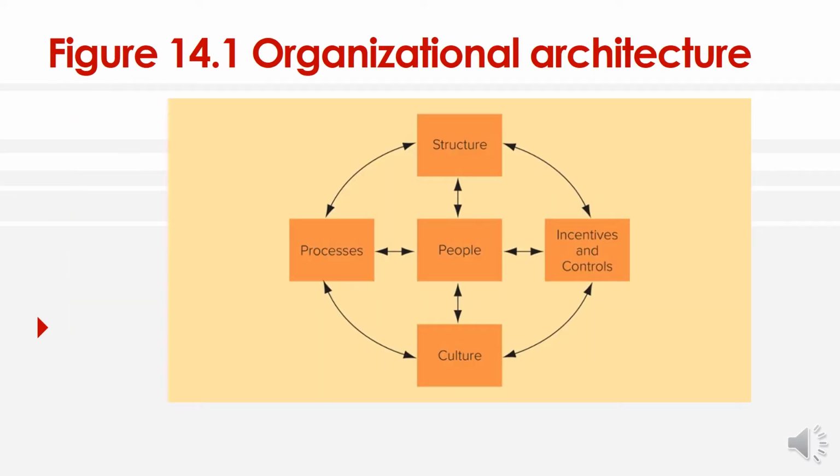Turning to Figure 14.1, organizational architecture. In this slide, we can see the elements of organizational architecture. People are at the center of organizational architecture and are surrounded by structure, incentives, control, culture, and processes. These elements have an effect on each other and are interrelated and interdependent. In the organization, each of them has a function and influences the organizational architecture itself.